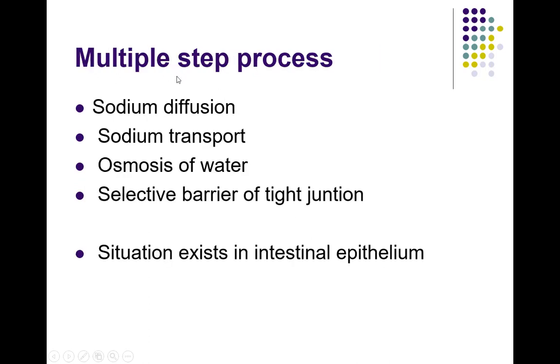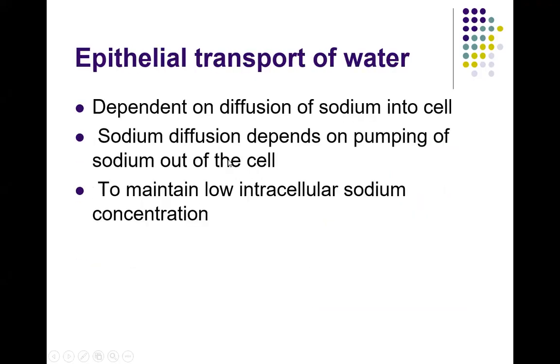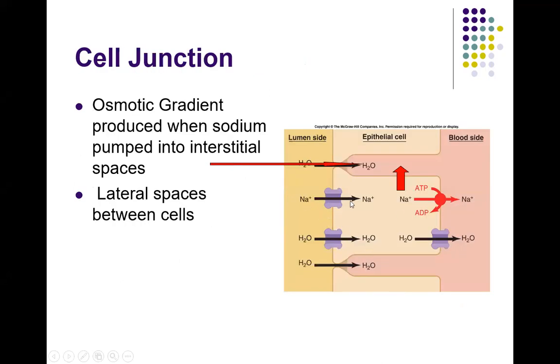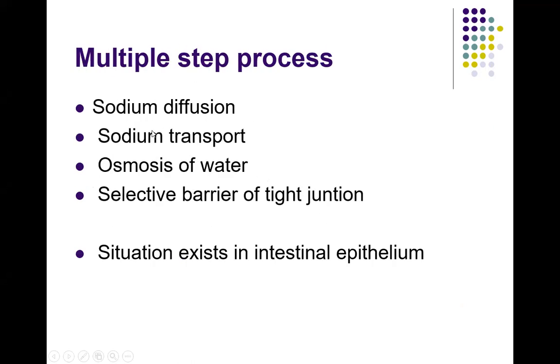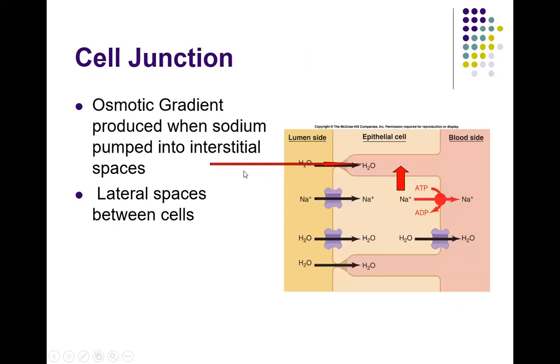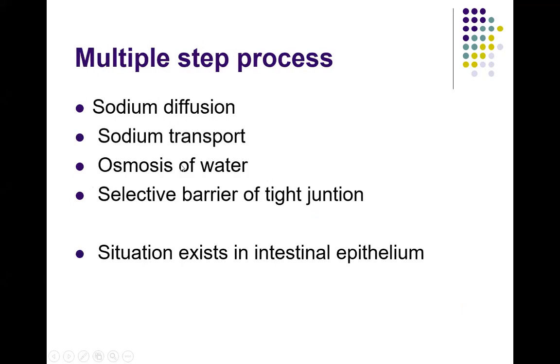So when we look at this, it's a multiple step process. Sodium diffuses into the cell. I guess I should put this picture on the page here. Then sodium is transported out of the cell using the sodium potassium pump. So this is our epithelial cell here. Then you have osmosis of water. Water is going to go from high to low concentration. And you'll also have selective barriers, like tight junctions, which are going to allow the water to flow through. And that is going to cause water to move.